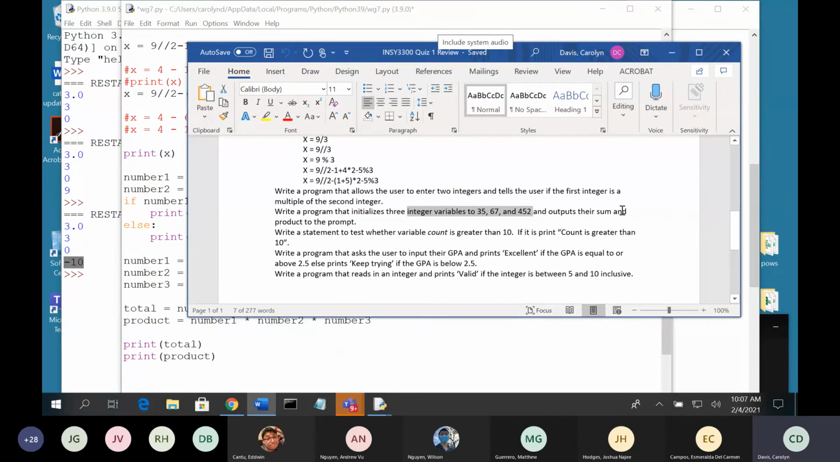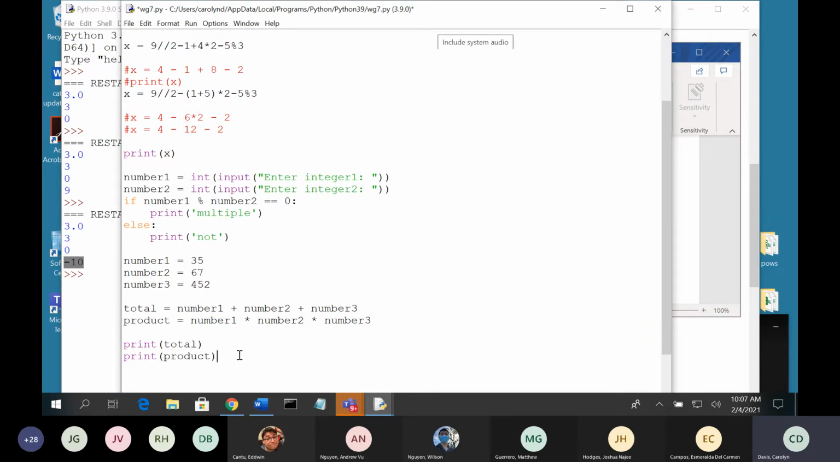Write a statement to test whether variable count is greater than 10, and if it is, print count greater than 10. That should be fairly easy. If count greater than 10.